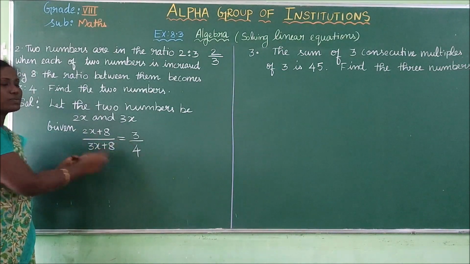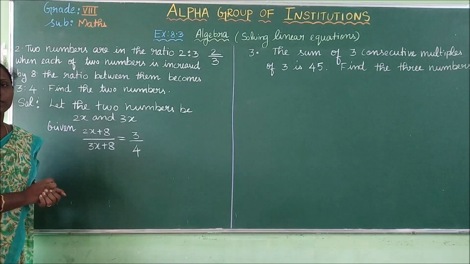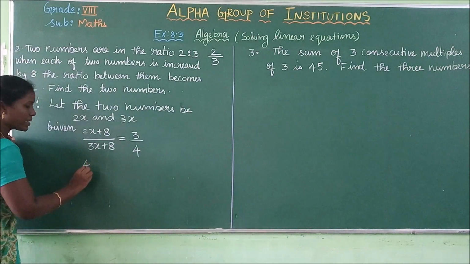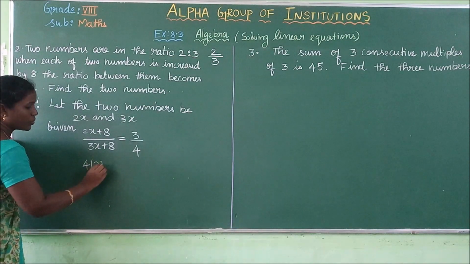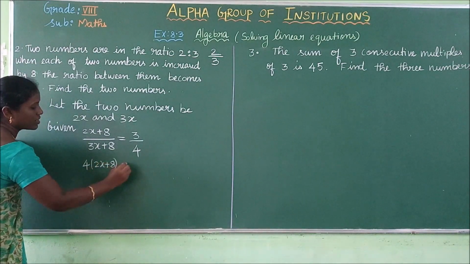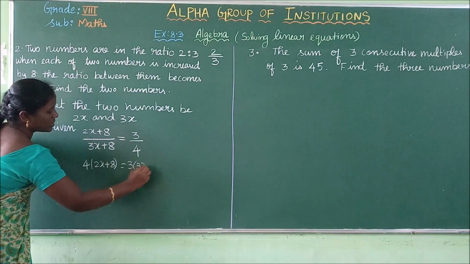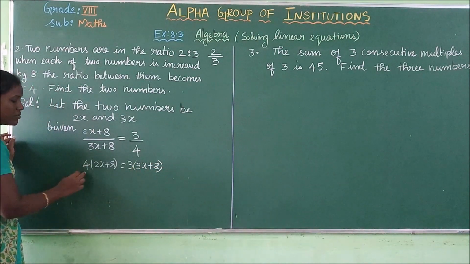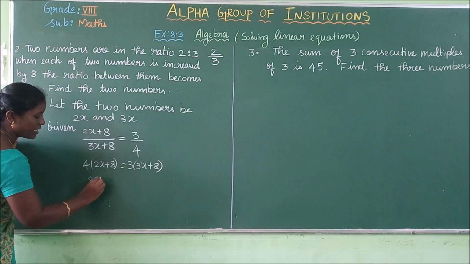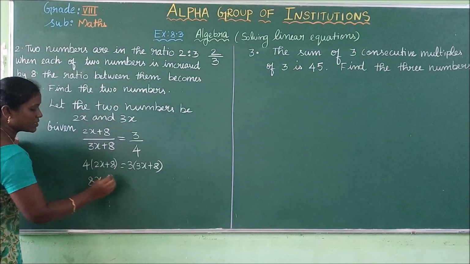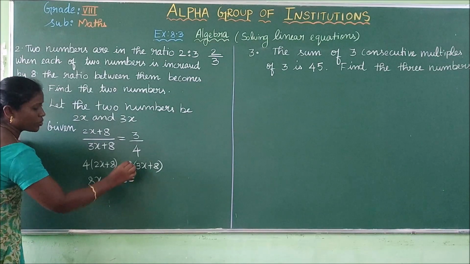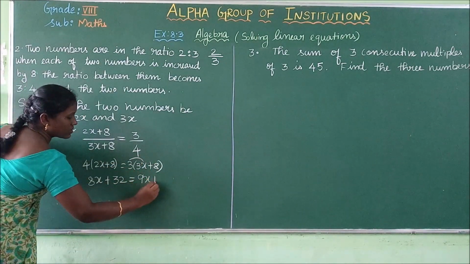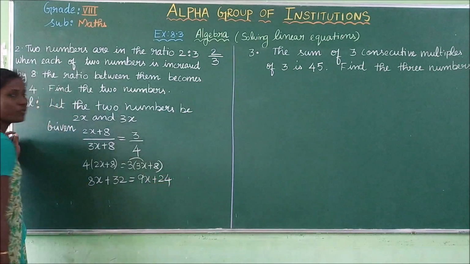Now we solve this equation. How to solve and get the answer? We have to do the cross multiplication. So if we do the cross multiplication, 4 into (2x plus 8) is equal to 3 into (3x plus 8). Okay. Now multiply: 4 2s are 8x plus 8 4s are 32. You have to open the bracket, so you have to multiply both inside. So 3 3s are 9x plus 8 3s are 24.